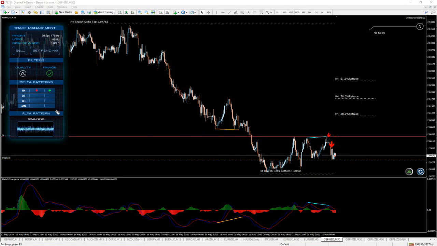You can also see that we have transparency, which adds some cool visual effects. But to the more serious stuff, we are now introducing the new quality filter. This filter is basically going to tell you whether the delta pattern on the higher time frame is of quality A or B, and of course if quality A, that means it's better. So we have another way to automatically filter more or less the higher time frame's delta pattern.